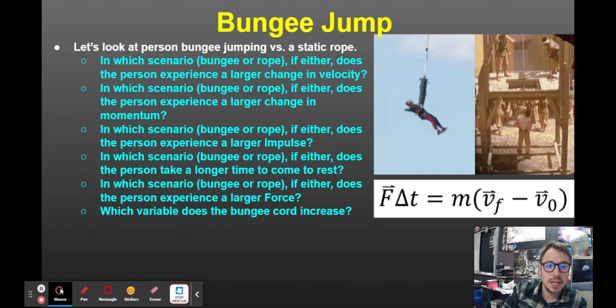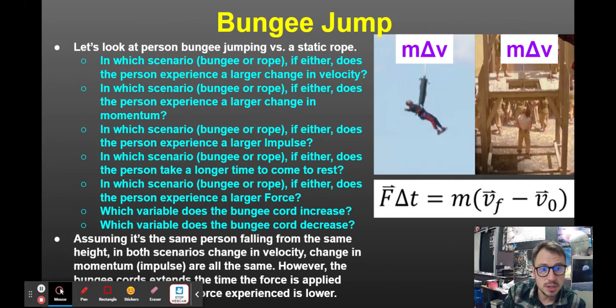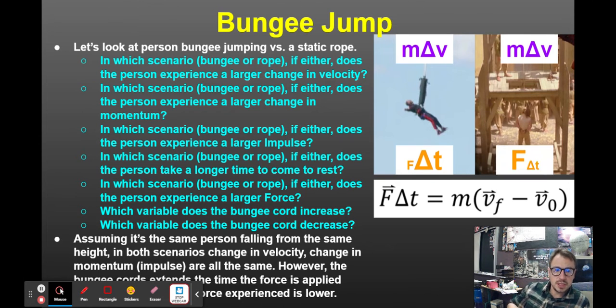So which variable does the bungee cord increase? It's going to be the time interval that force is applied. Which variable does the bungee cord decrease? It's going to be the force that person experiences. So just like in both these scenarios, assuming it's the same person falling from the same height, that bungee cord has the same mass, same change of velocity. End result is the same. They come to rest. But what that bungee cord does is it stretches that force out. It spreads that force out over a longer period of time, so the force experienced is a lot smaller.